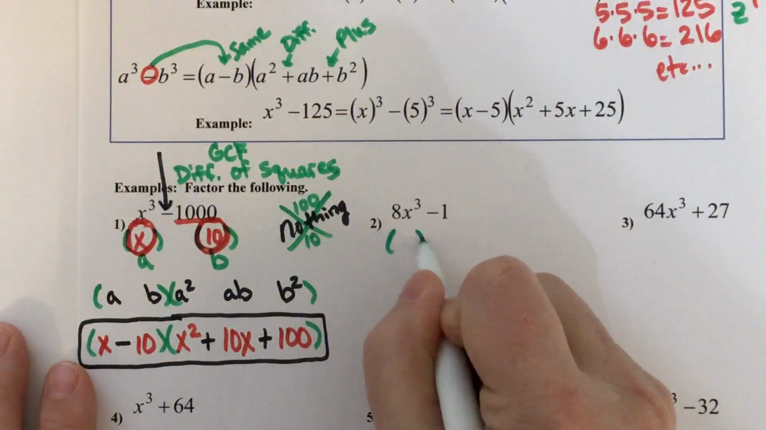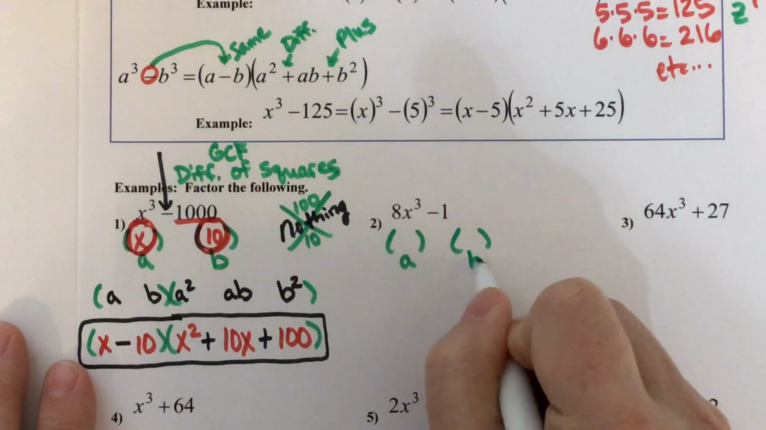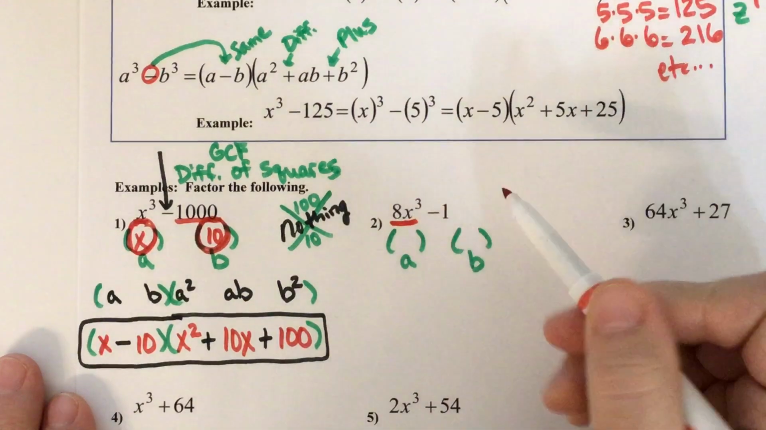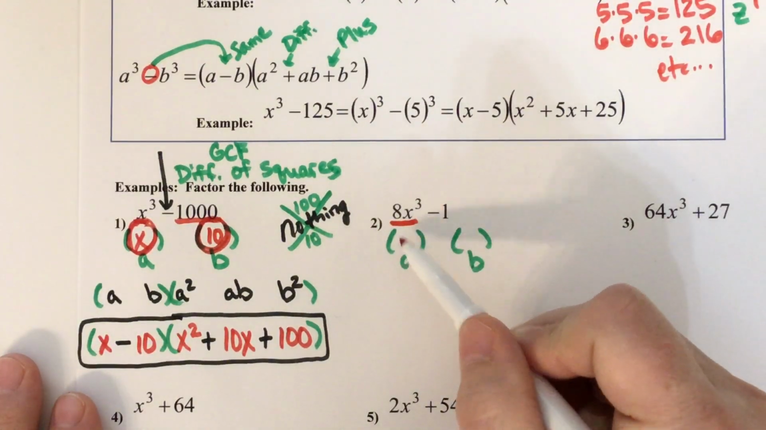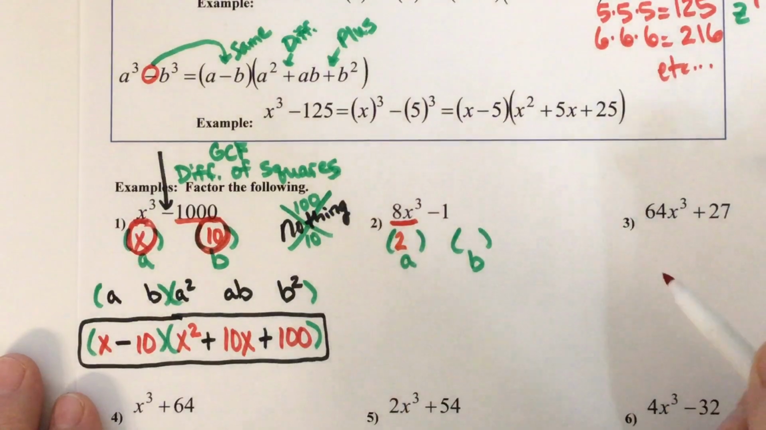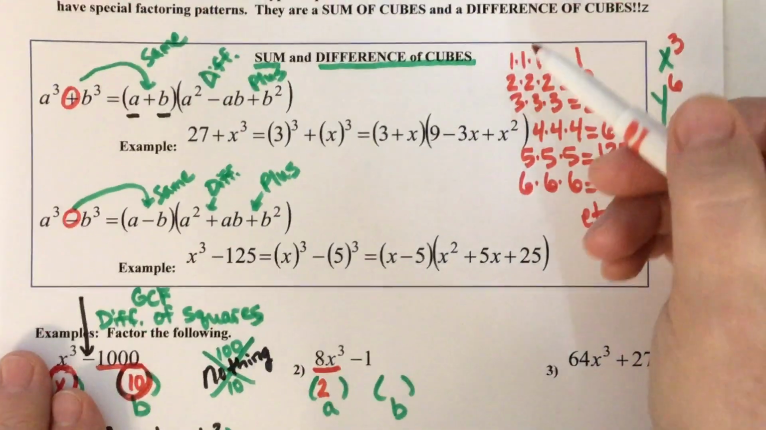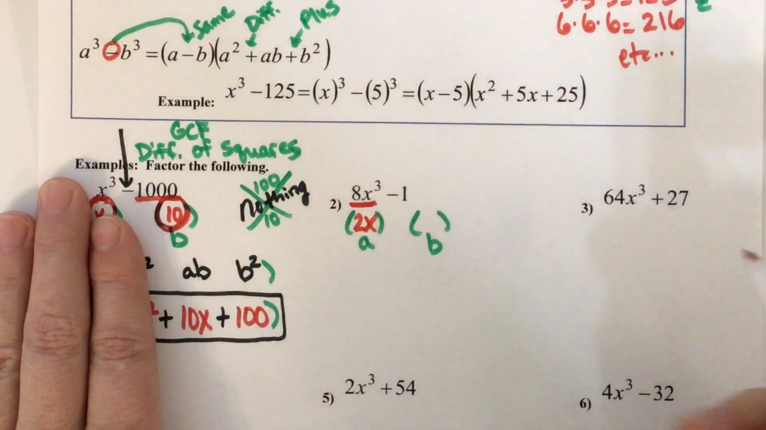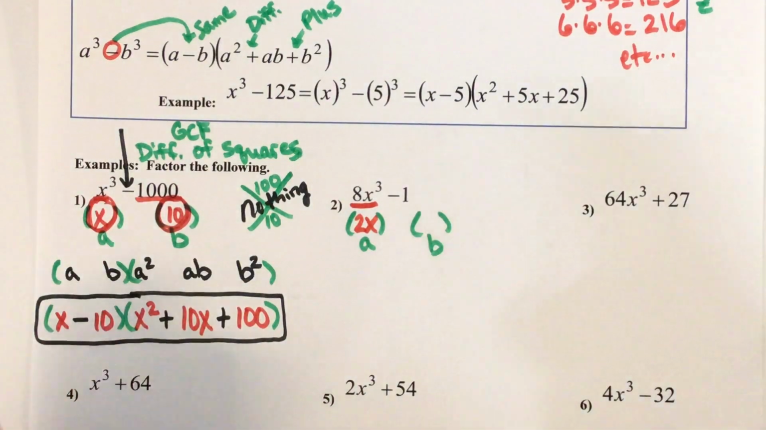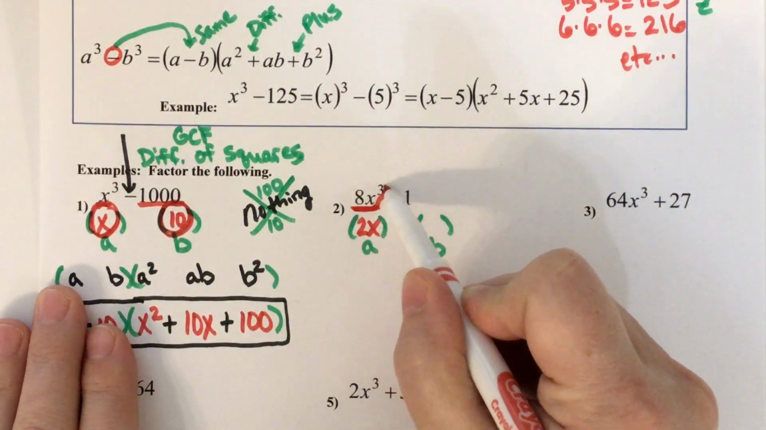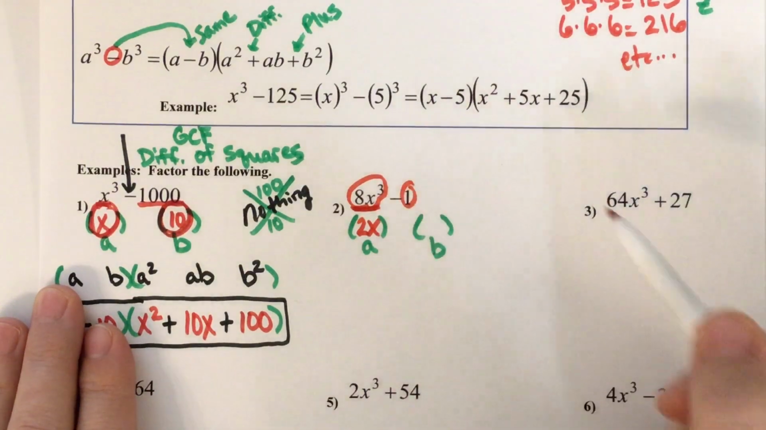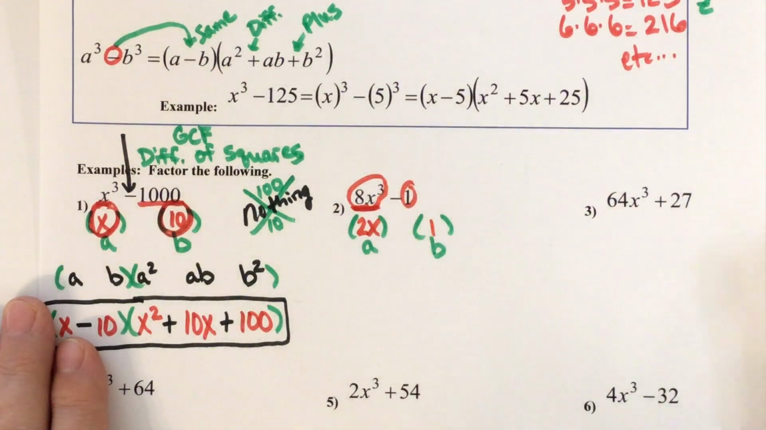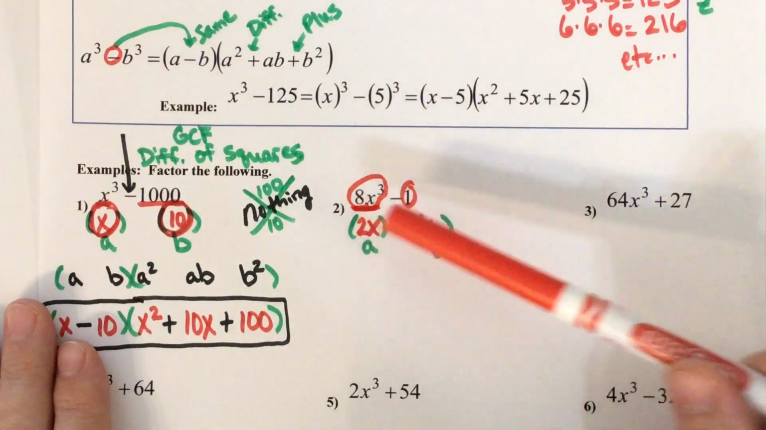All right, so let's figure out who A is, and let's figure out who B is. Okay, so A is the cubed root of this number right here. What times what times what makes 8? 2. 2 times 2 times 2 is 8. And you see up here that the cubed root of 8 is 2. And then to get x cubed, x times x times x makes x cubed. So this is the cubed root of 8x cubed. Now, what's the cubed root of 1? What times what times what makes 1? Well, 1 times 1 times 1 is 1. Okay, so now I have A and now I have B.